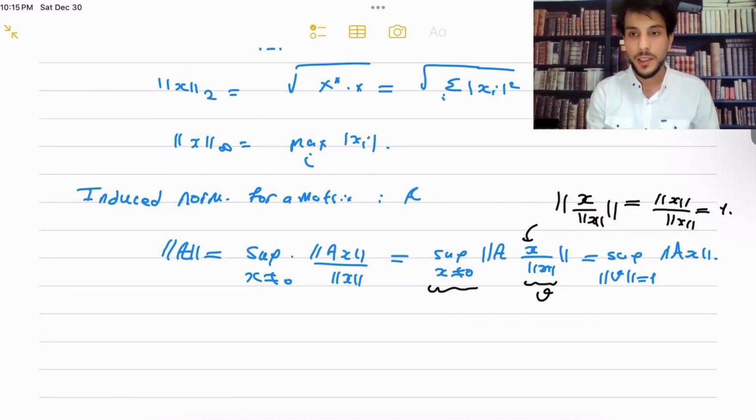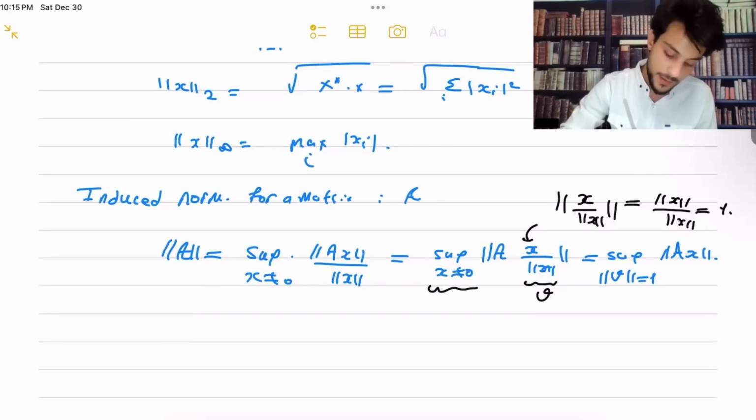Cool. Okay, now that we've defined the matrix norm, we're ready to discuss some properties of it. So let's do that. First of all, we're going to discuss some trivial or easy properties.